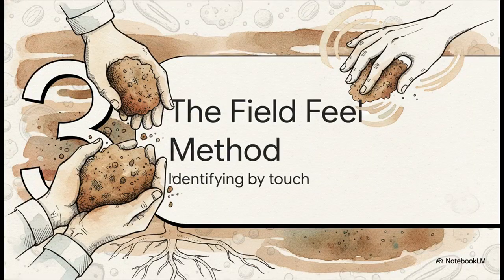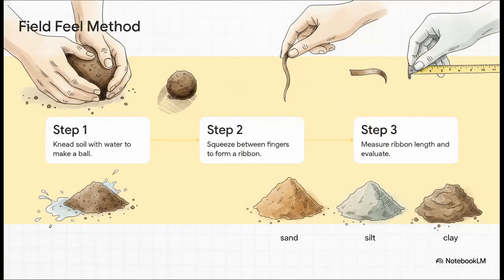Okay, Section 3, the field feel method. How do we actually identify these parts out in the wild? So out in the field, soil surveyors use a highly practical, subjective assessment based purely on touch. It's called the feel method. It's almost like a recipe. Step 1, you take a handful of soil, add a little water, and try kneading it into a ball.